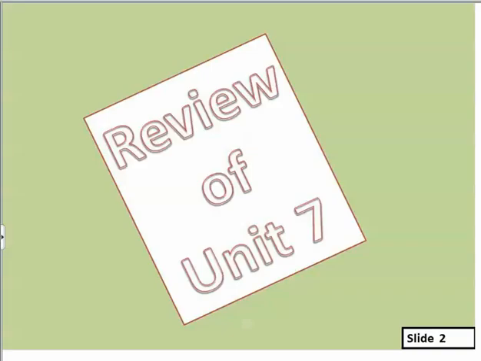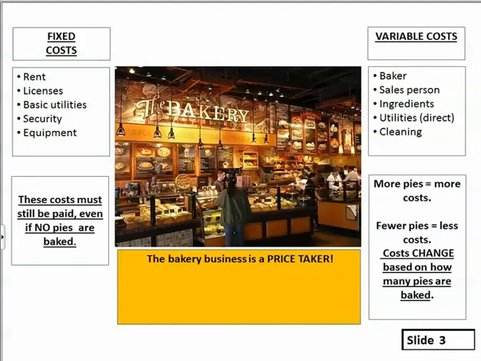A quick review of last week, Unit 7. And again, we started talking about costs. We used an example of a bakery as one of our first examples, and we found out that there were some costs that were fixed. We had those expenses and we had to pay them whether we produced anything or not.